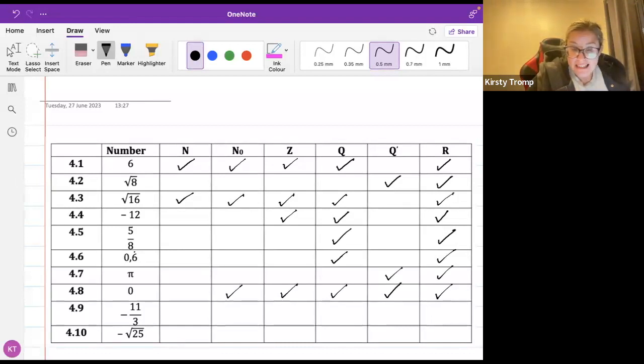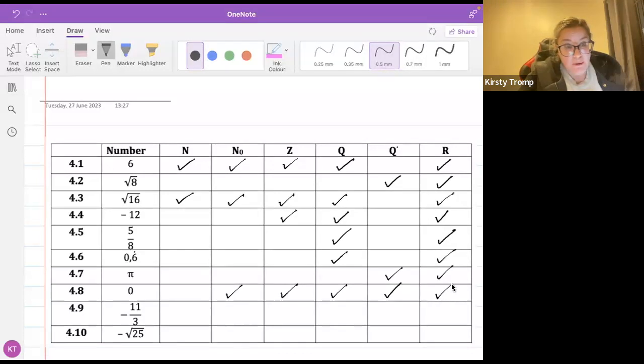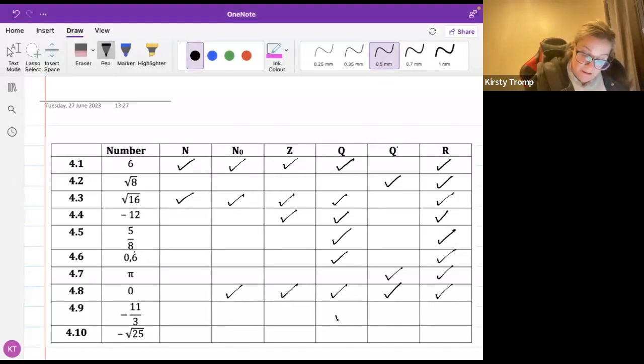What do we know about negative 11 over 3? Well, don't get tricked here. Just because it is a negative, some people go and say, well, it's a negative, which means that it must be an integer. No, don't let them fool you. Because it's a fraction, it can't be an integer, guys. Okay? So negative 11 over 3, because it is a fraction, we need to say that it is a rational number and it is a real number.